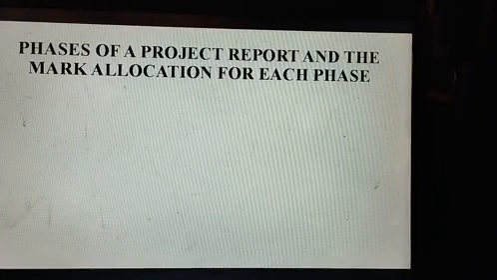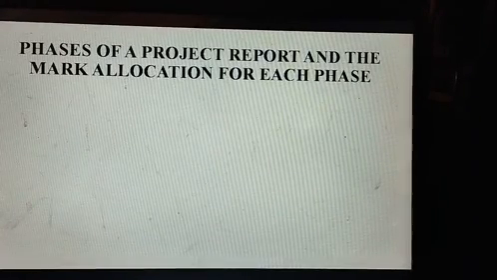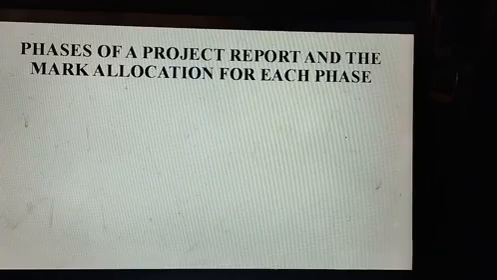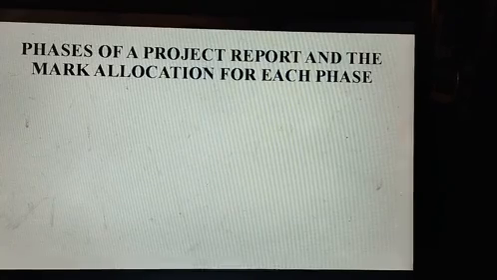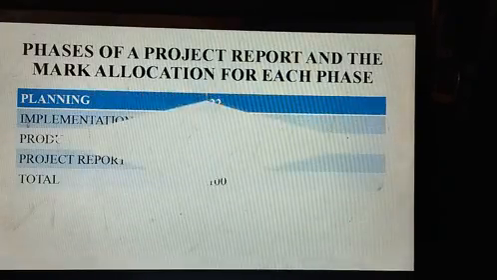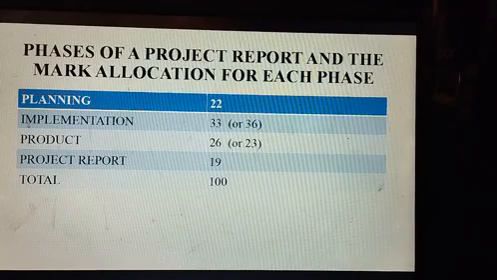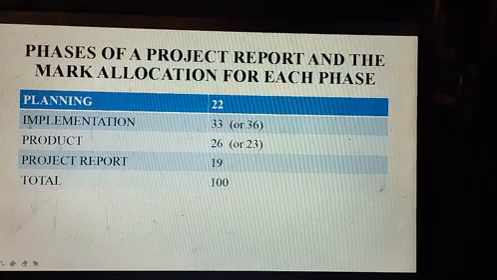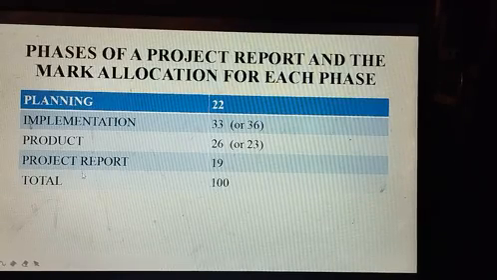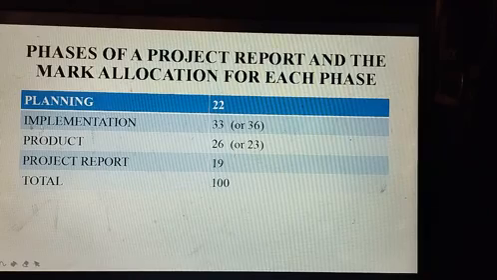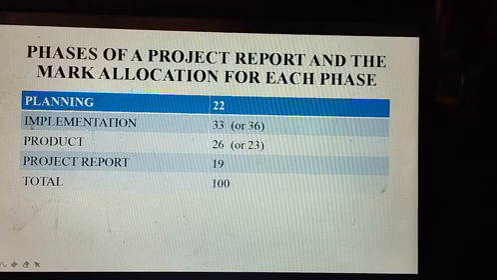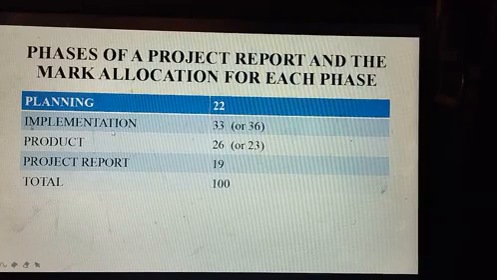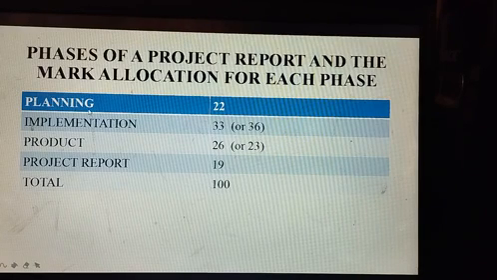So we are seeing our heading, phases of our project report and the mark allocation of each phase. Here we have 4 phases in our projects. Now this one is for the teachers when we are marking, but it is also good for the learners to know how they will be marked, because we recommend the learner must know the way he or she is going to be marked when carrying out project work.